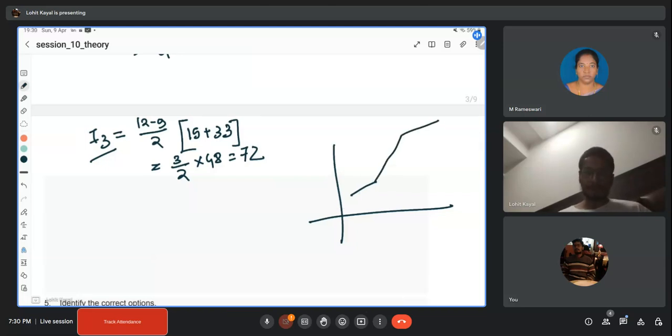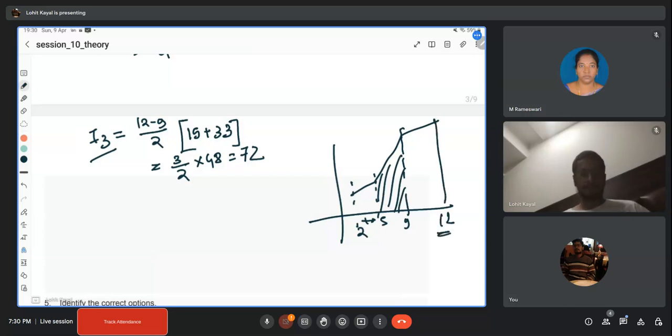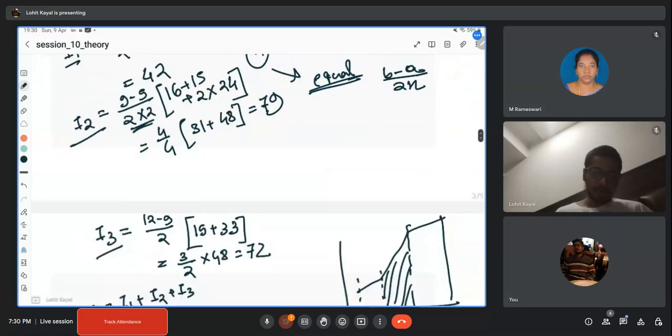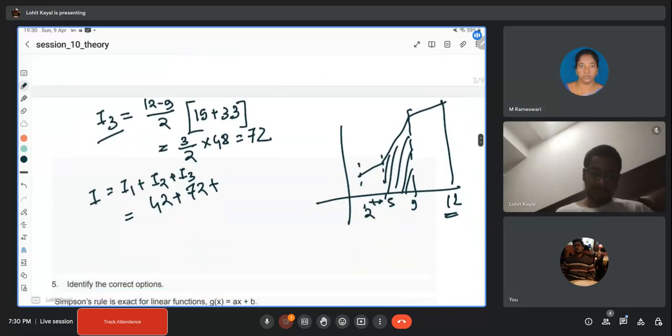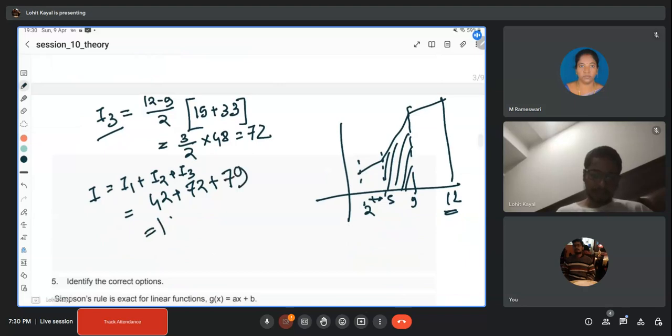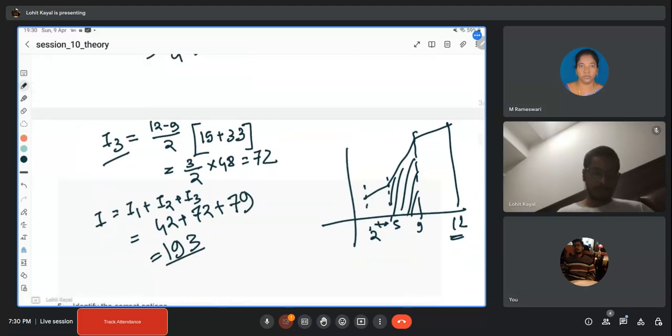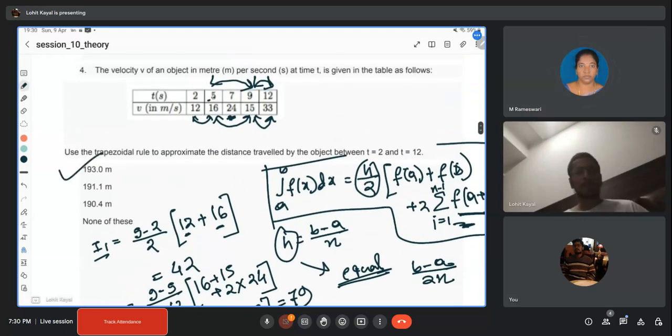So this plot is just an arbitrary plot. Here I have solved it piecewise. First I have solved for this, then I have solved for this. This is 2 to 5, this is 5 to 9, and 9 to 12. So total distance covered I is equal to I1 plus I2 plus I3. That means it will be 42 plus 72 plus 79, and the answer is equal to 193, the summation. So option A is the correct answer.